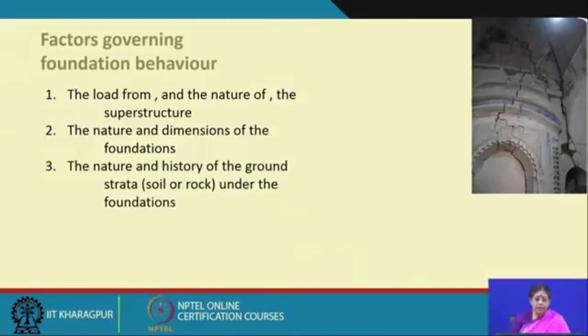The nature and history of the ground strata, the soil or rock under the foundation. What is the soil condition, what are the types of soil, what are the layers of the different strata, that is one, and also the history. As we have seen in the Leaning Tower of Pisa, the groundwater was being extracted, and that caused a disturbance in the strata and enhanced the foundation problem. So, we need to know what the ground is made of, what the surrounding conditions are, and whether there has been tunnelling or groundwater extraction going on. All this is important to understand.